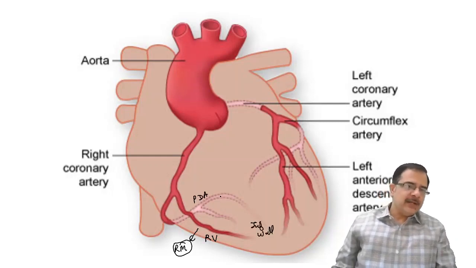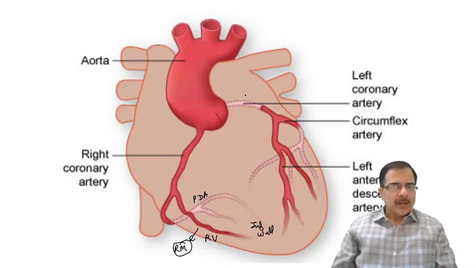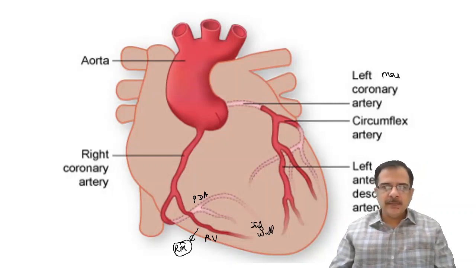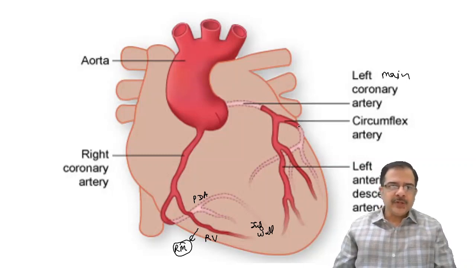The inferior wall is supplied by branches via the posterior descending artery, and on the left side this is the left main coronary artery. It divides into the circumflex. The circumflex supplies the high lateral, superior lateral wall of the heart, and it also goes behind and supplies the posterior wall.